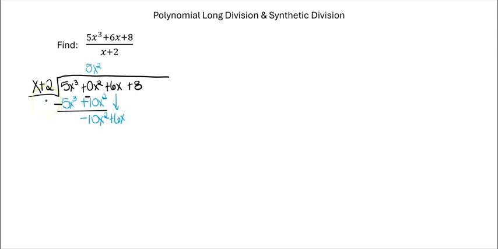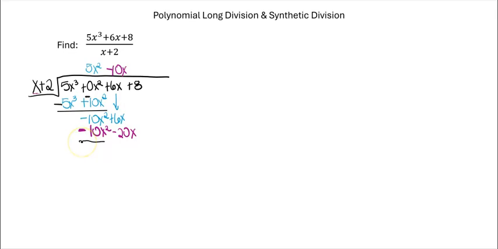Now I want to see how x can become the leading term of what I just subtracted, -10x squared. I would have to multiply it by -10x, so I'm going to write that up here. Then I multiply every term in my divisor by that number. -10x times x gives me -10x squared, and then -10x times 2 gives me -20x.